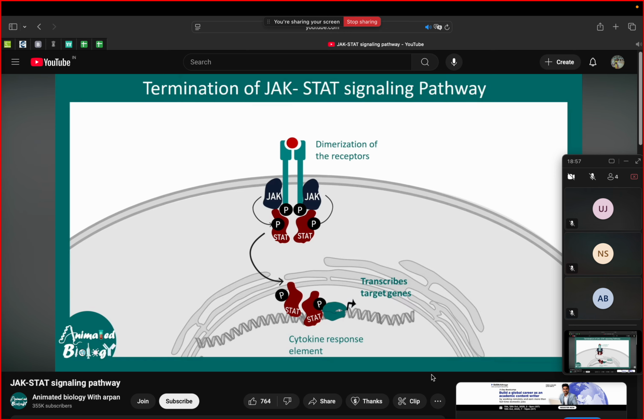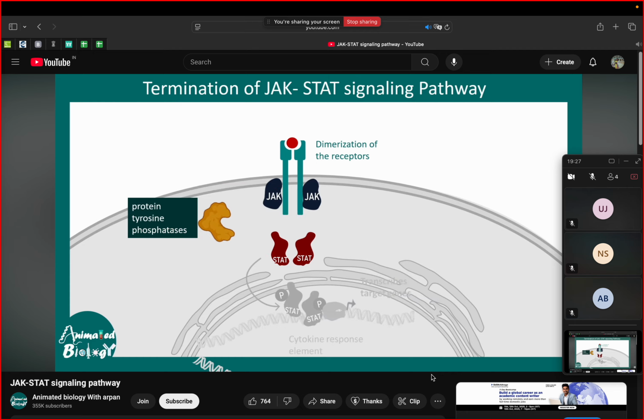So now let's talk about the termination of the JAK-STAT signaling pathway, because initiation of any signaling pathway is important, but the termination is more important to overcome the risk of uncontrolled signaling. There are different strategies by which the JAK-STAT signaling pathway can be terminated. There are specific phosphatases known as protein tyrosine phosphatases that can chop off the phosphate group from the receptor, rendering this signaling pathway inactive.